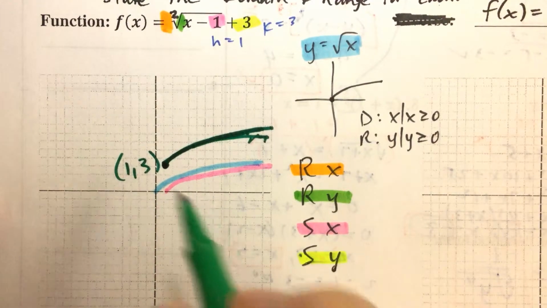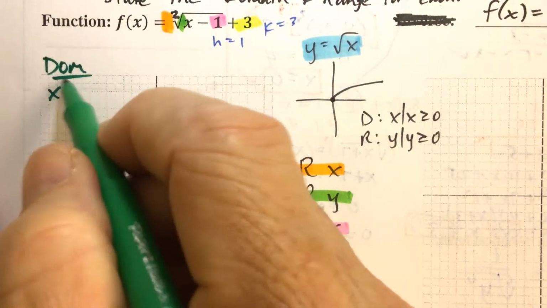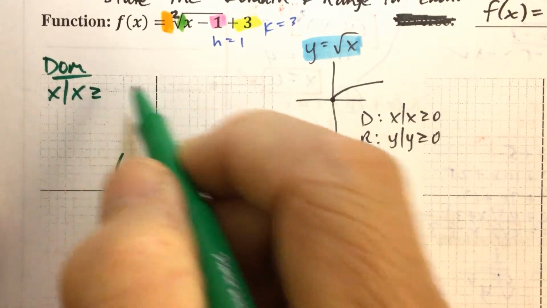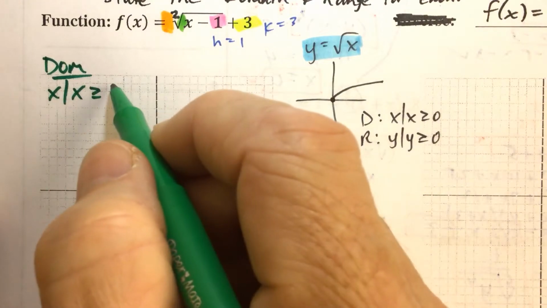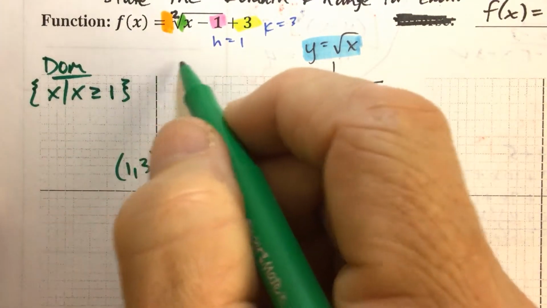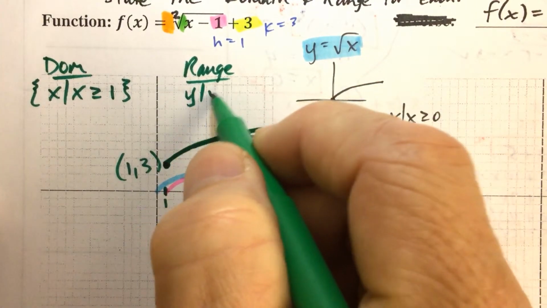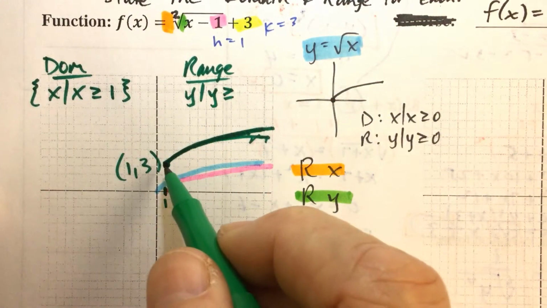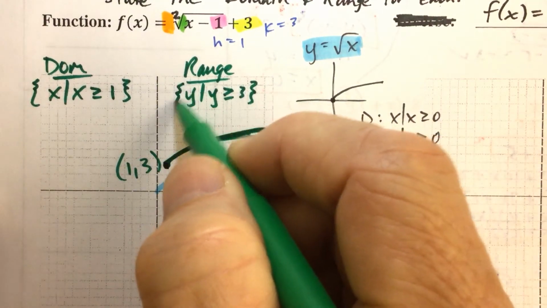And then the domain would be all real numbers x such that x is greater than or equal to 1. So there's 1. So the domain is all real numbers x such that x is greater than or equal to 1. And the range would be all real numbers y such that y is greater than or equal to the lowest y value, which is 3. And there you have it.